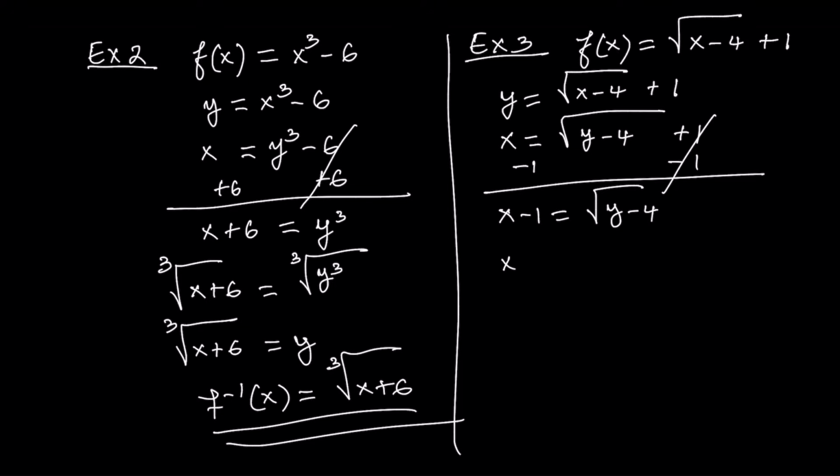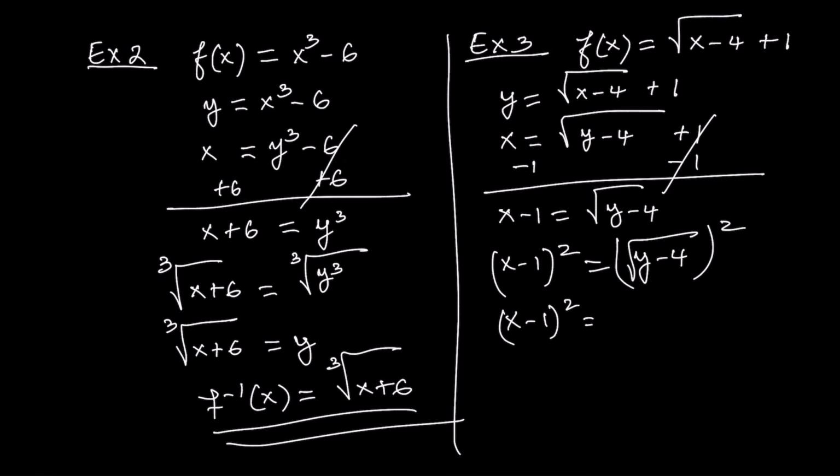Now we need to isolate y. How do we remove a square root? To remove a square root, we square both sides. So we get (x - 1) squared equals the square root of (y - 4), squared. On the right side, the square and the square root cancel each other out. That simply leaves us with (x - 1) squared = y - 4.